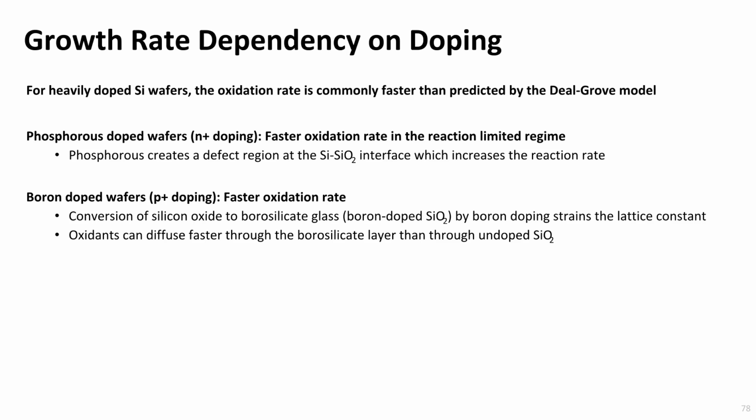P-type doping with boron increases the oxide growth rate as well, but for different reasons. The presence of boron converts grown silicon oxide into boron silicate glass, that is boron-doped silicon oxide. The lattice constant in that type of silicon oxide is restrained, which makes it easier for oxidants to diffuse through it, resulting in an increased oxidation rate. The effect of boron doping on the oxidation rate is generally smaller than that of phosphorus doping and can be influenced by factors such as doping concentration and oxidation conditions.